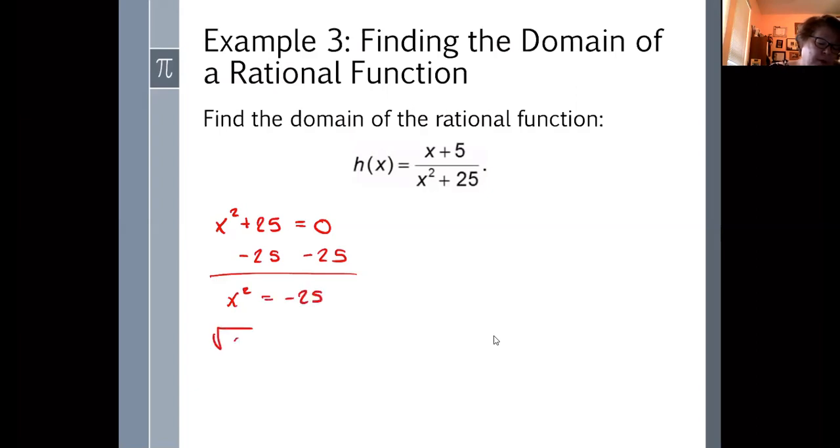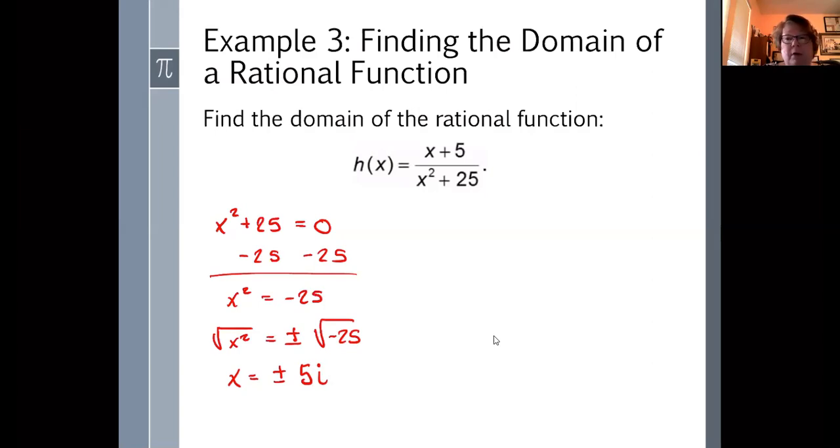I'm going to take the square root of both sides. Make sure I put that plus or minus in front of my square root. And the square root of -25 is not a real number. It's an imaginary number. So when I take the square root, I get plus or minus 5i. The square root of -25 is 5i. That's not a real number.